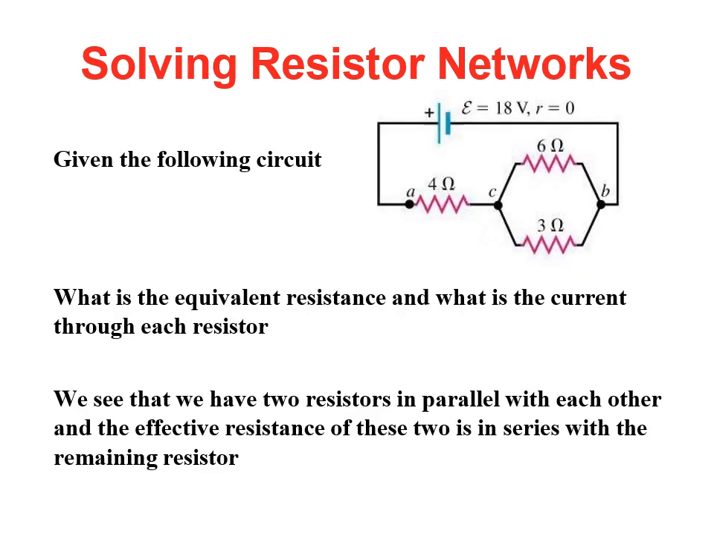Given the circuit here with three resistors connected to an 18 volt supply, what is the equivalent resistance and what is the current through each resistor? We see that we have two resistors in parallel with each other, and the effective resistance of these two will be in series with the remaining resistor. So 6 and 3 are in parallel, then the equivalent resistance of these two will be in series with the resistor of 4 ohms.